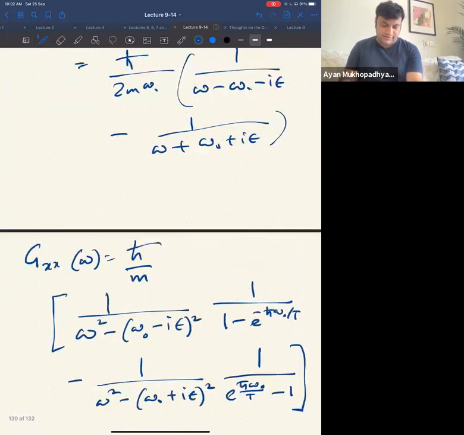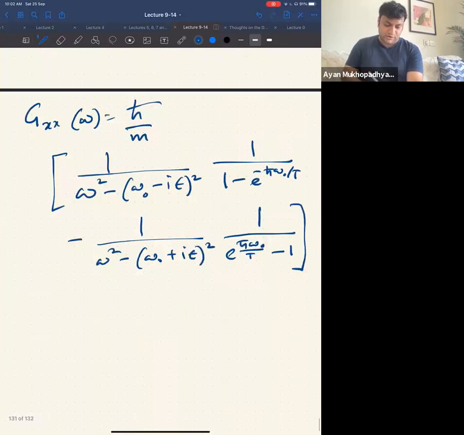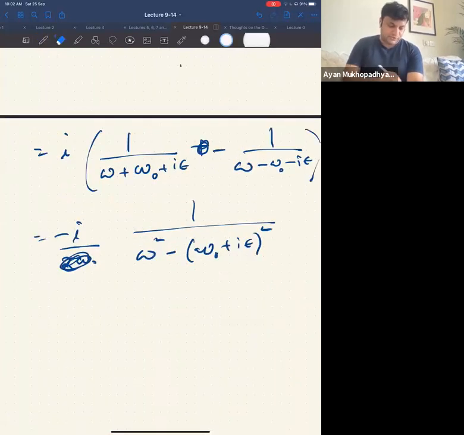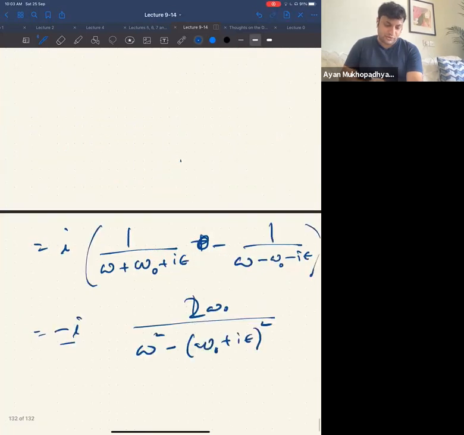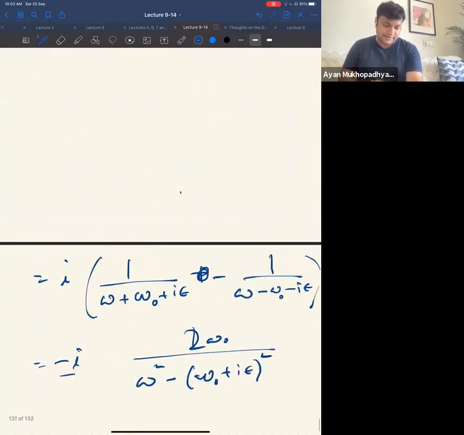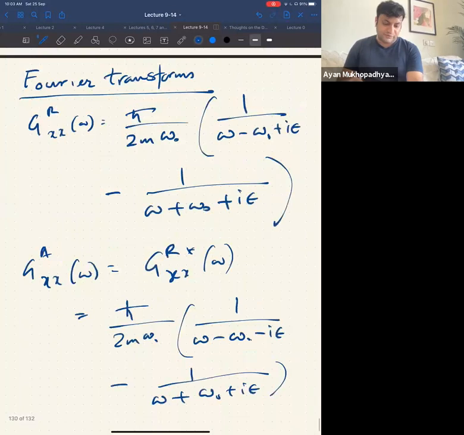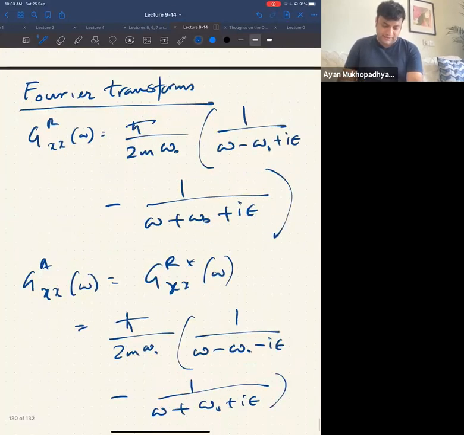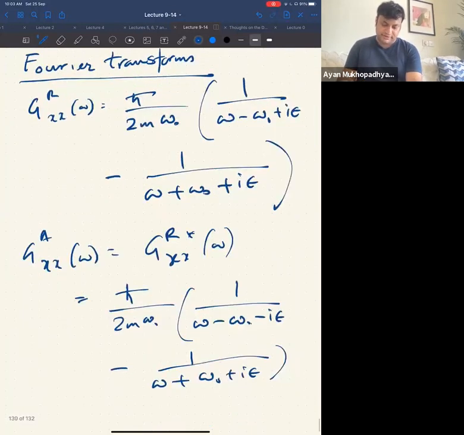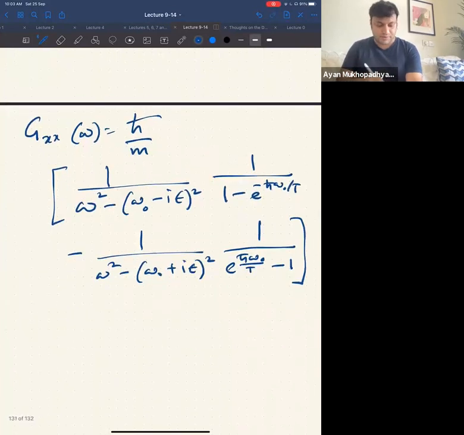Oh, sorry, what I wrote is incorrect. So there is no 1 over 2 omega naught. Sorry, there is a 2 omega naught here. And this will cancel with the 2 omega naught below. So if you do it correctly, I'm pretty sure you will get this object, what I wrote. Okay, h bar by m and this thing. There is no omega naught anymore because 2 omega naught gets cancelled. Okay, Priyanka?